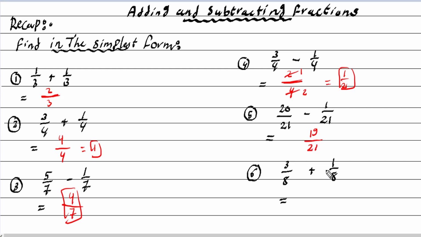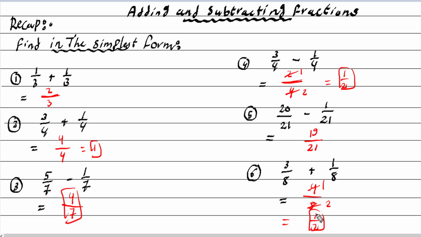3 over 8 plus 1 over 8. We keep the same denominator, which is 8, and 3 plus 1 equals 4. 4 over 8 is not in the simplest form. We can divide by 4, which is the common factor between 4 and 8. 4 divided by 4 equals 1, 8 divided by 4 equals 2, so it will be 1/2.